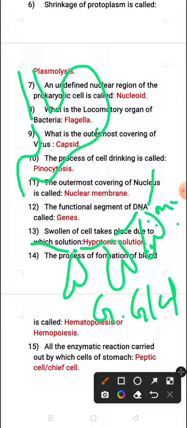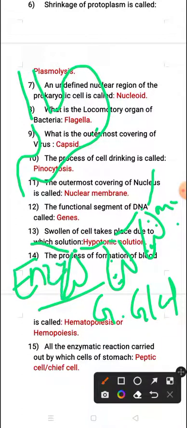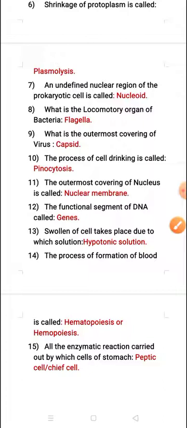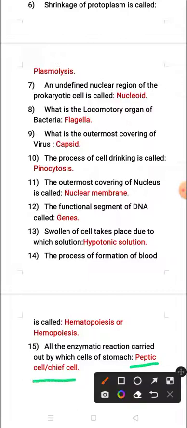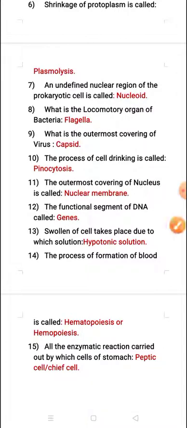Another type of cell is also there in this gastric gland, that is your peptic cells or chief cells, that help with your enzymatic reactions. Coming to our question, here what is given? All the enzymatic reactions are carried out by which cells of the stomach? Directly, your peptic cells or chief cells. Is that right? Good. This is a very important question. I hope these are very important questions.